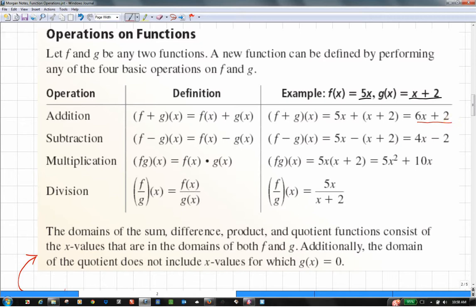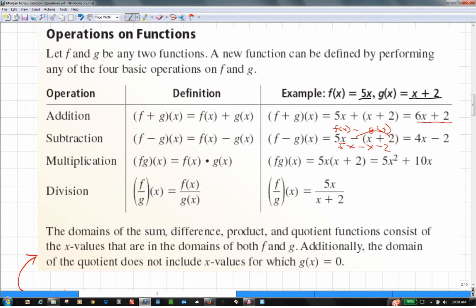Same thing as if I had subtraction. Now you have to be careful, because if this was f of x right here and I'm subtracting g of x, you subtract the whole g of x. That means this negative must distribute to the x, right? So that would be 5x minus 2, as this subtraction distributes to the plus. And so that would be 4x minus 2. So you can see how it works through the multiplication and the division. So the operations are pretty straightforward.